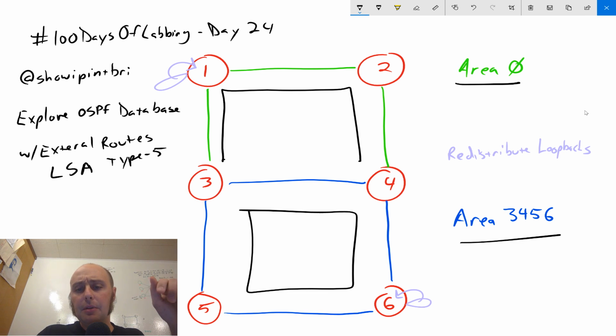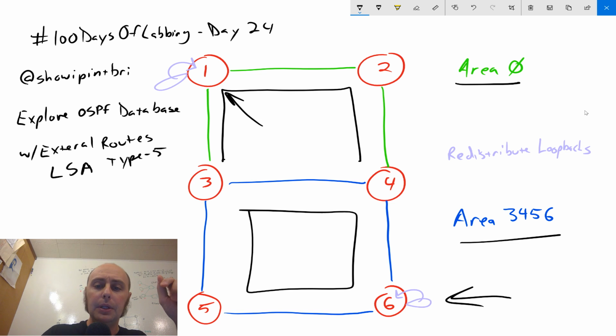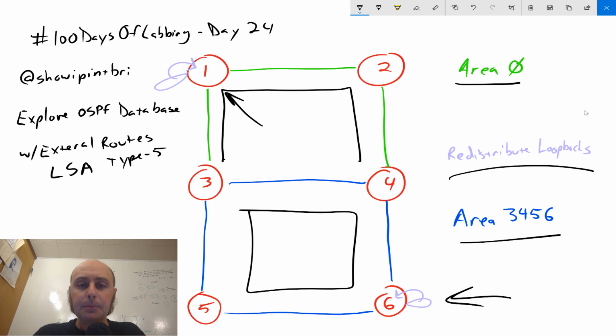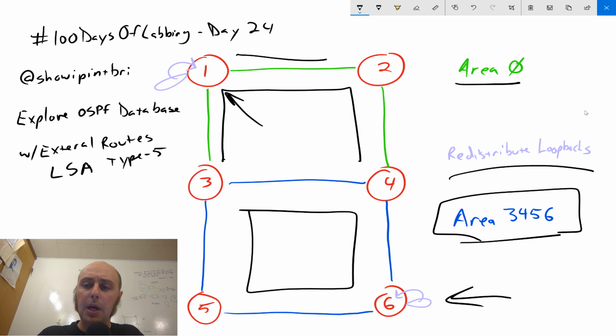The only additional thing I did is here on router 6, and then up here on router 1, I introduced a single loopback, which I redistributed into the OSPF process. I did that because I wanted to see what the redistributed loopback looks like in this area 0, and then again here in this bottom area, normal area 3, 4, 5, 6.